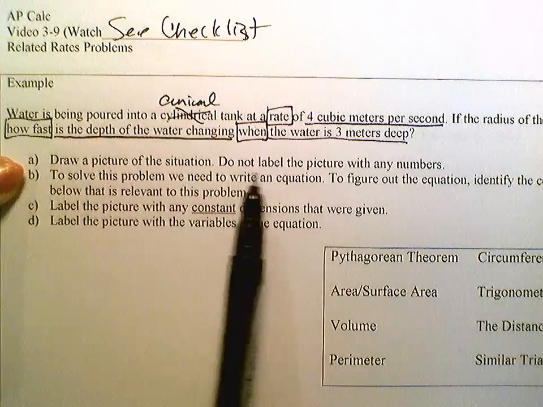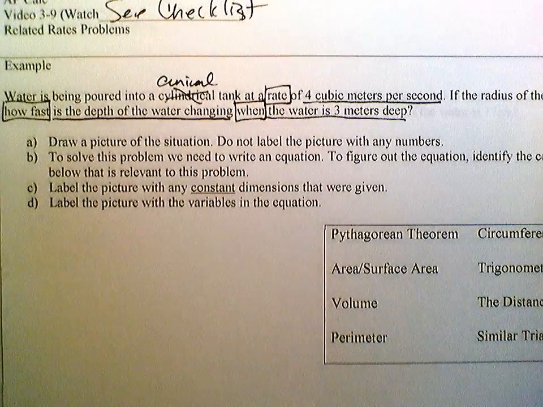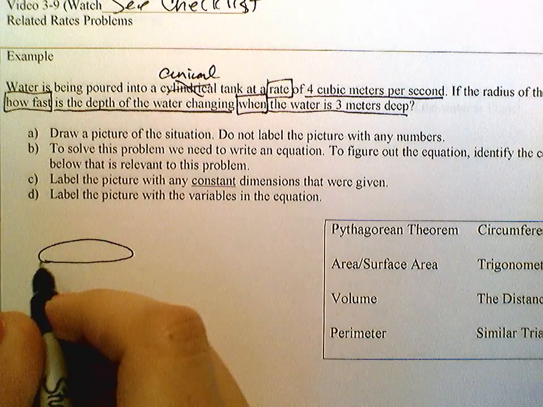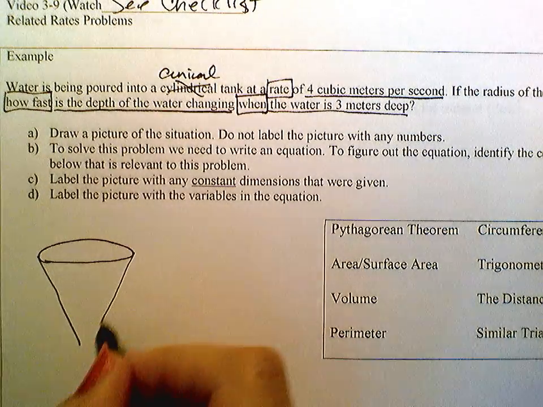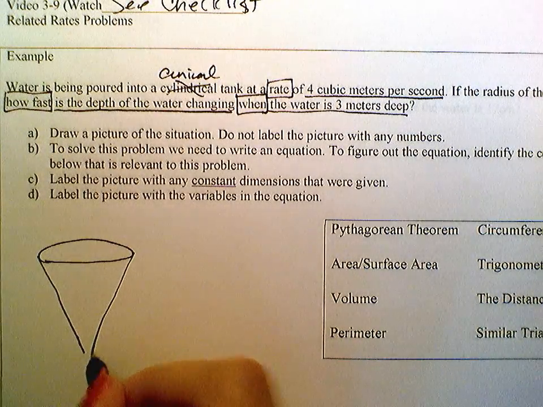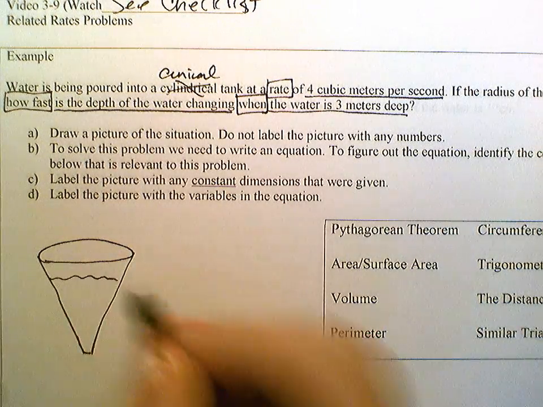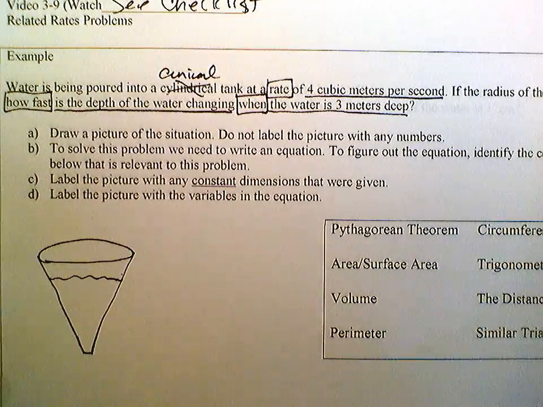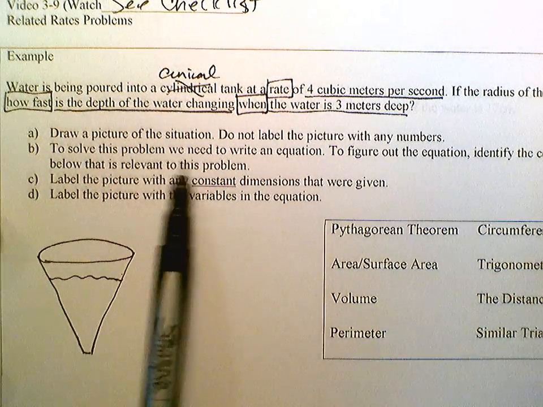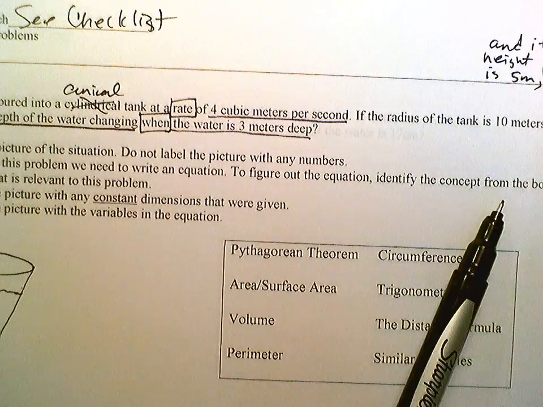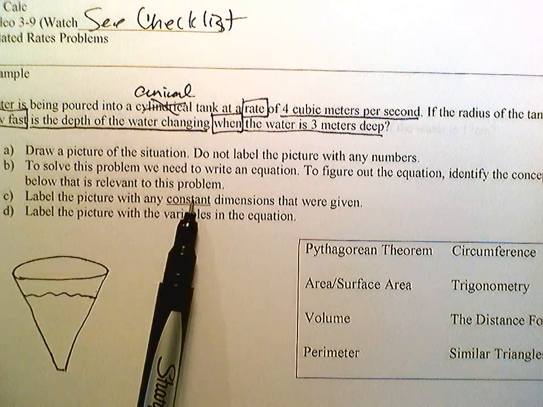So draw a picture of the situation. Do not label the picture with any numbers. Okay, so don't label it with any numbers yet. So you draw a tank, and there's water in it. Okay, to solve the problem, we need to write an equation. To figure out the equation, identify the concept from the box below that is relevant to this problem.